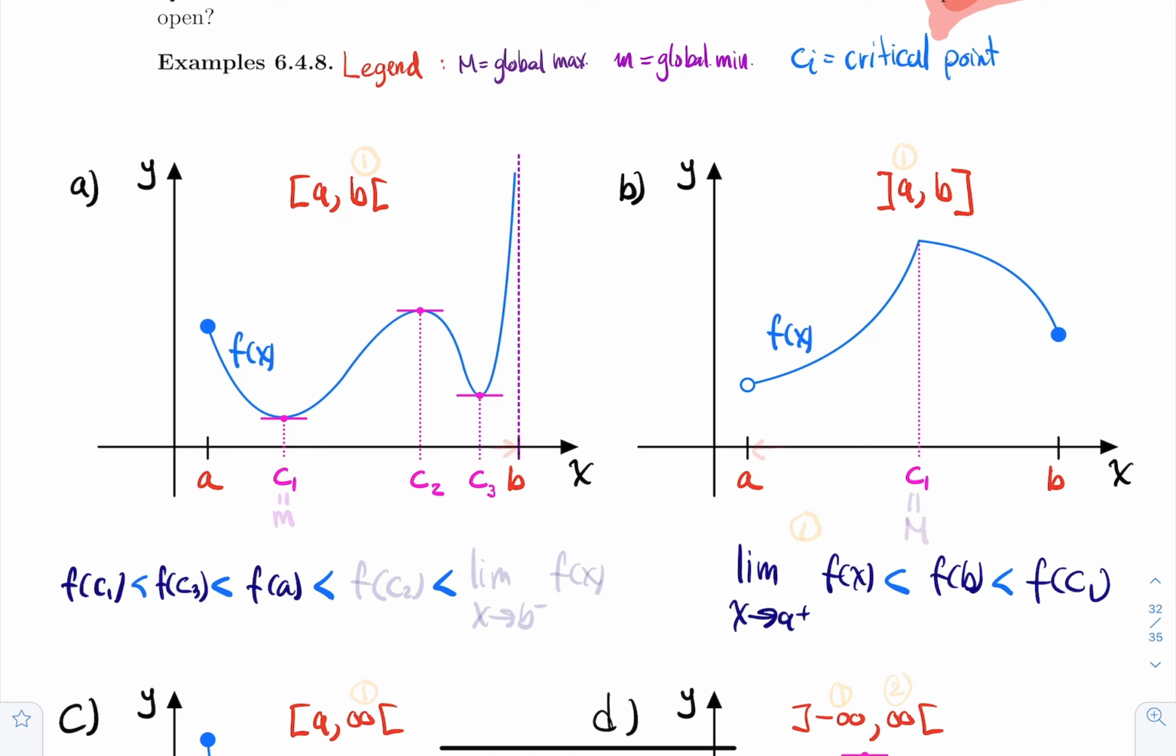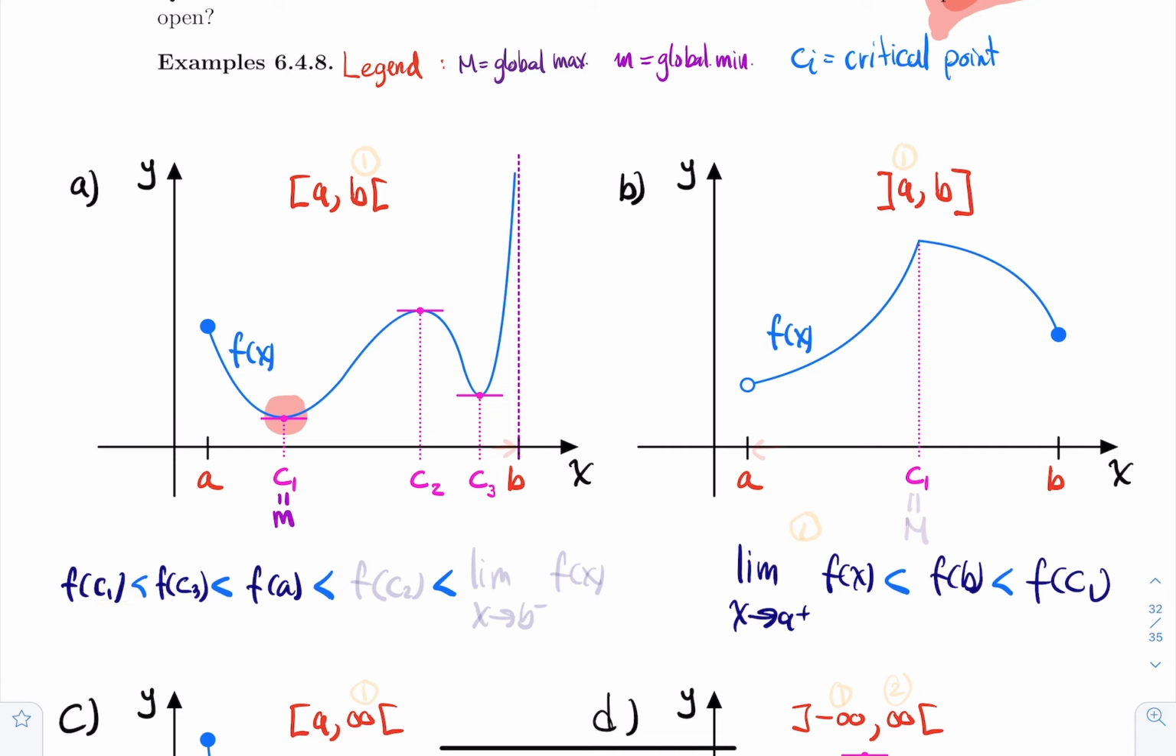For my first example, I have a function that is defined between A and B. A is closed and B is open. When I look at this graph in blue and look for the lowest possible value, I can see it's going to happen at the first critical point, C1, where f prime is 0. So the smallest possible value is reached when x is equal to C1. Here, this is the lowest possible value.